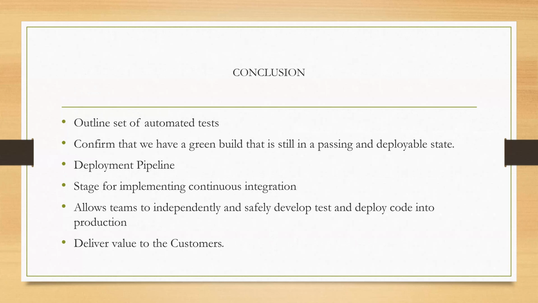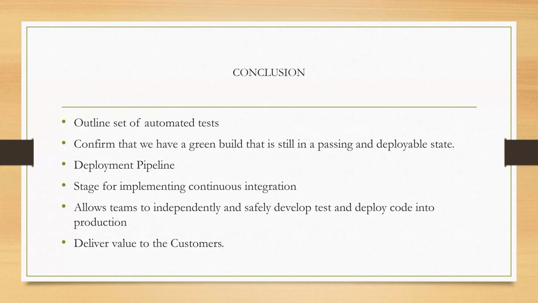So in conclusion, we kind of created an outline set for automated testing. We talked about the importance of those automated tests, how you really want to build those to start off with. You want to confirm that you have a green build, so that you run those tests so that, hey, I've got a green build, it's passing, deployable.